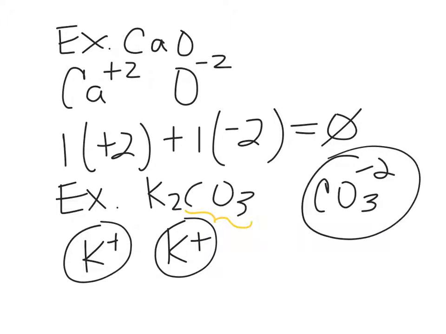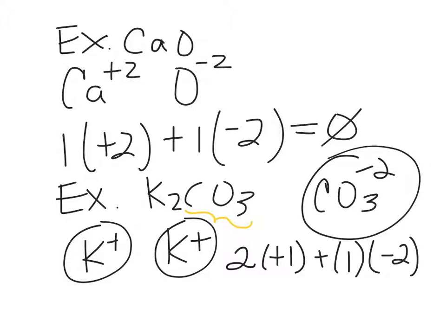So then we can write down that there are 2 potassium ions times the charge on each one is +1. And there is one carbonate anion times its charge of -2. So don't get confused here by this 3 subscript on the oxygen. That just means there's 3 atoms of oxygen in the entire carbonate. But as a whole, there's only one carbonate anion. So this equation then works out to equal 0, as it should.